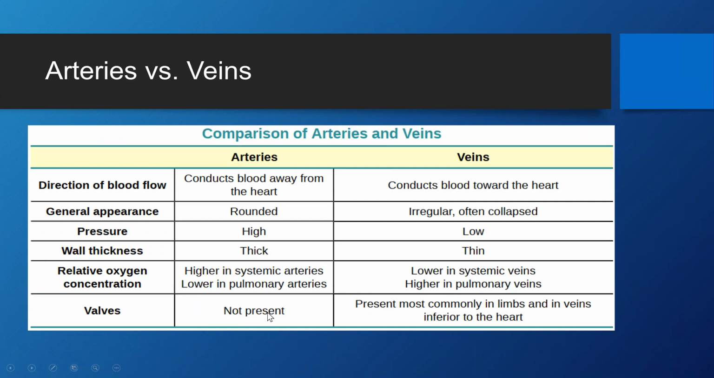And valves are not present in arteries, but they are present in veins. We don't need valves in arteries because we have higher blood pressure in arteries, and blood pretty much flows in one direction without valves. In the veins, we have a low pressure system. Very often veins carry blood against gravity, for example, from your toes when you're standing up back to your heart. So we want to prevent backflow. That's why we have valves.